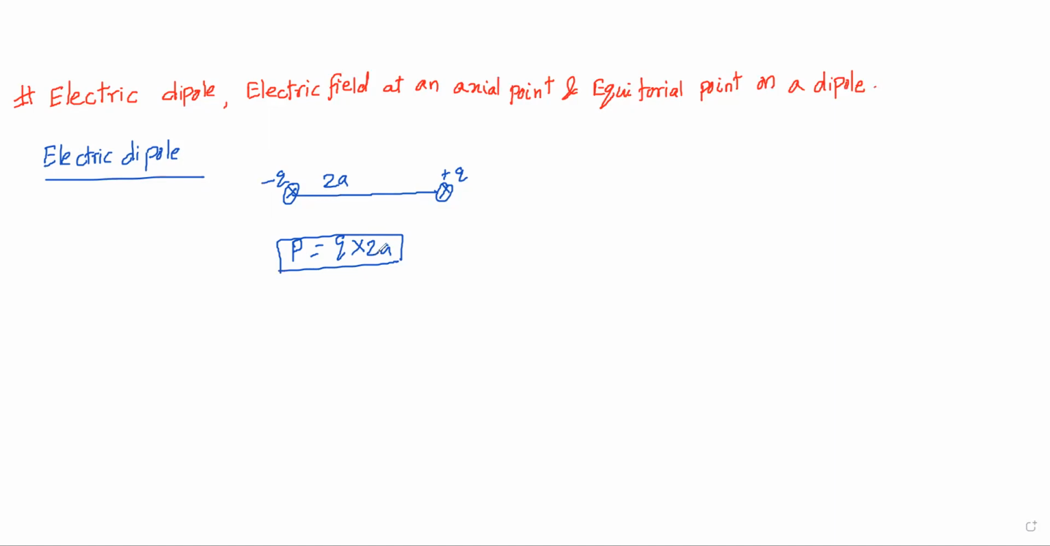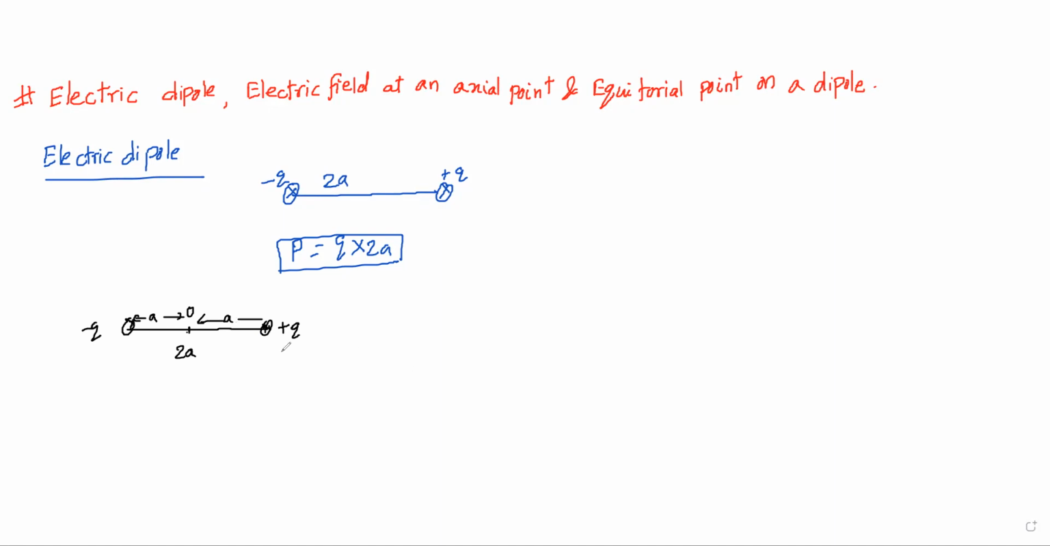Now electric field due to an axial point and equatorial point of a dipole. How to define this? How to derive this? Let's say there is a dipole of small q and capital plus q. Small minus q and plus q, separated by 2a distance from the center point O. So from the center point O to small q is a distance, and center point O to positive q, again that is a distance.